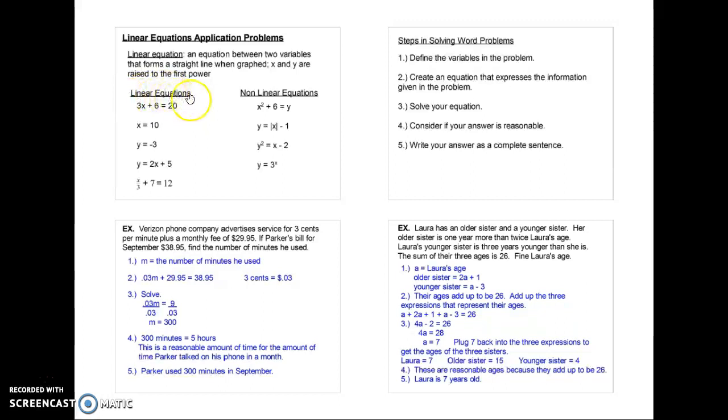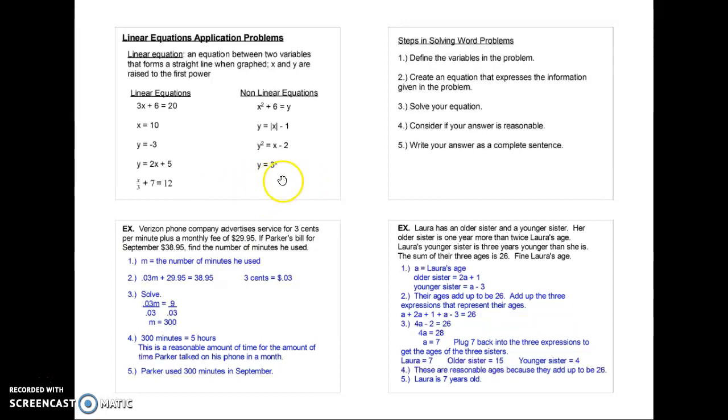So some examples of linear equations. 3x plus 6 equals 20. I have my x value raised to the first power, so it will be linear. x equals 10. y equals -3. y equals 2x plus 5. Or x divided by 3 plus 7 equals 12. Those are all linear. If you were to graph them, it would give you a straight line, and the x and or the y values are raised to the first power.